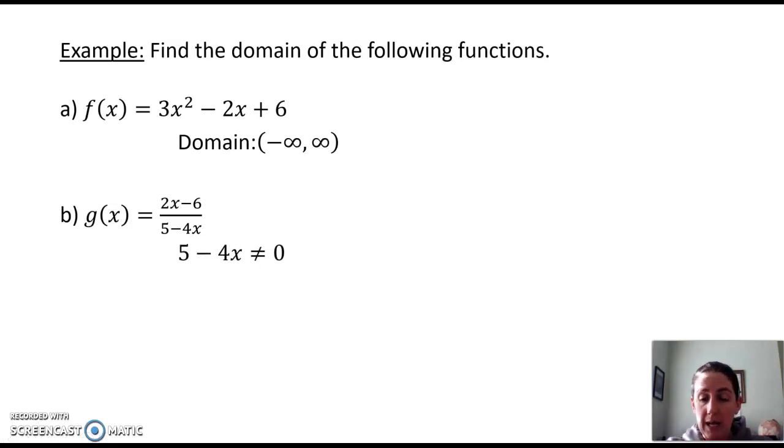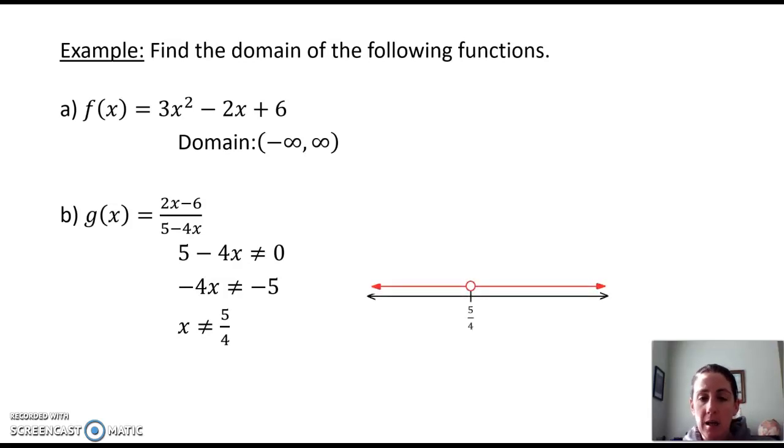So what we know is that that denominator, 5 minus 4x, cannot be equal to 0. So let's solve for what x can't be. Subtract 5 from both sides. Negative 4x can't be equal to negative 5. Divide by negative 4, and a negative over a negative becomes a positive. X can't be 5/4. It can be any number bigger than 5/4, and it can be any number smaller than 5/4. It just can't be 5/4.